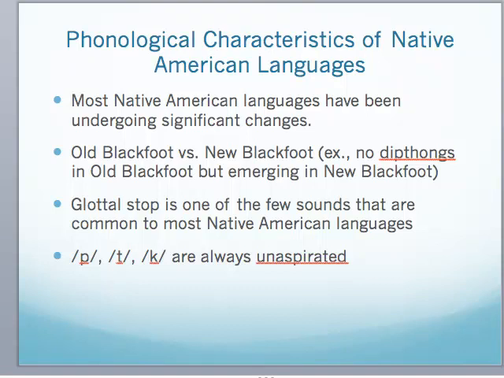Some of the phonological characteristics that we may see of people with Native American language is that most Native American languages have been undergoing a lot of changes since time, such as Old Blackfoot versus New Blackfoot. In this area, there are no diphthongs in Old Blackfoot, but it's emerging in what they call New Blackfoot as part of the Native American language. We also know that the glottal stop is one of the few sounds that are common to most Native American languages.